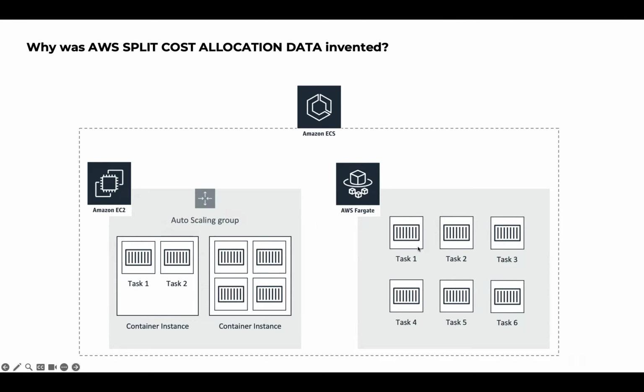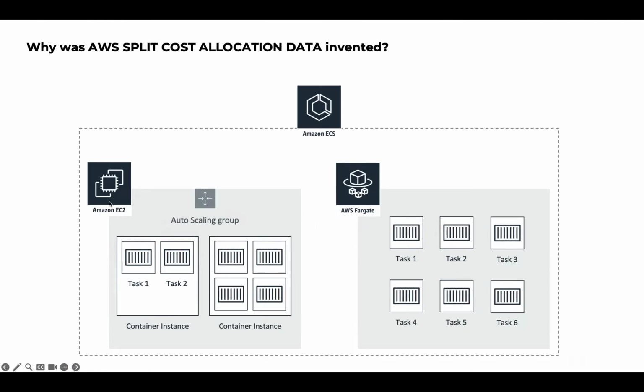The serverless option, the customer is charged just for running the container itself, right? So they don't own any infrastructure. They're just charged for the actual running of the container task. So in this case, there are 6 tasks, and you will see in your cost and usage report costs for each of these running of these tasks.